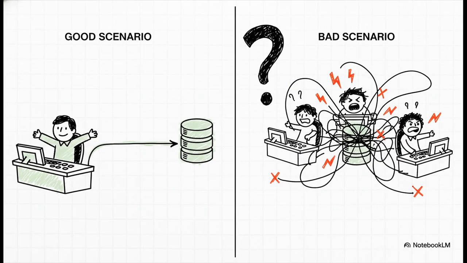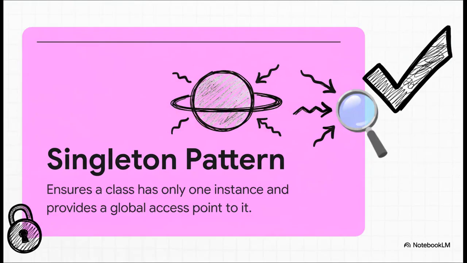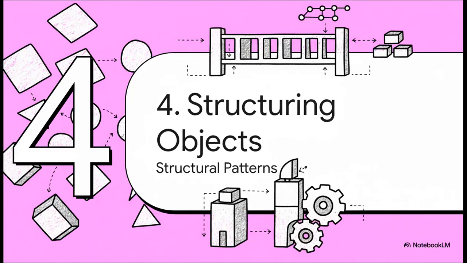Okay, here's a classic problem. Imagine you need a single object to manage something critical, like a database connection or your app's settings. If you had multiple instances of this mission control floating around, it would be total chaos, right? So, how do you make sure you only ever have one? The answer is a creational pattern called the Singleton. It's this really elegant solution that guarantees two things. One, a class can only ever have a single instance. And two, it gives you one global way to get to it. Problem solved.